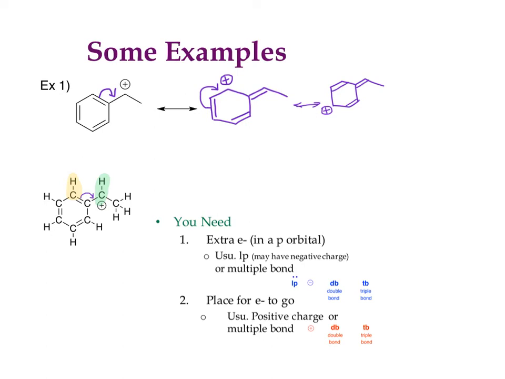So now, can I move anything else? Again, keep going around the ring. Can I move that double bond there? Yes, I can, so let's do that. So this time, go ahead and pause the video and draw the curved arrow of where you think it should be.